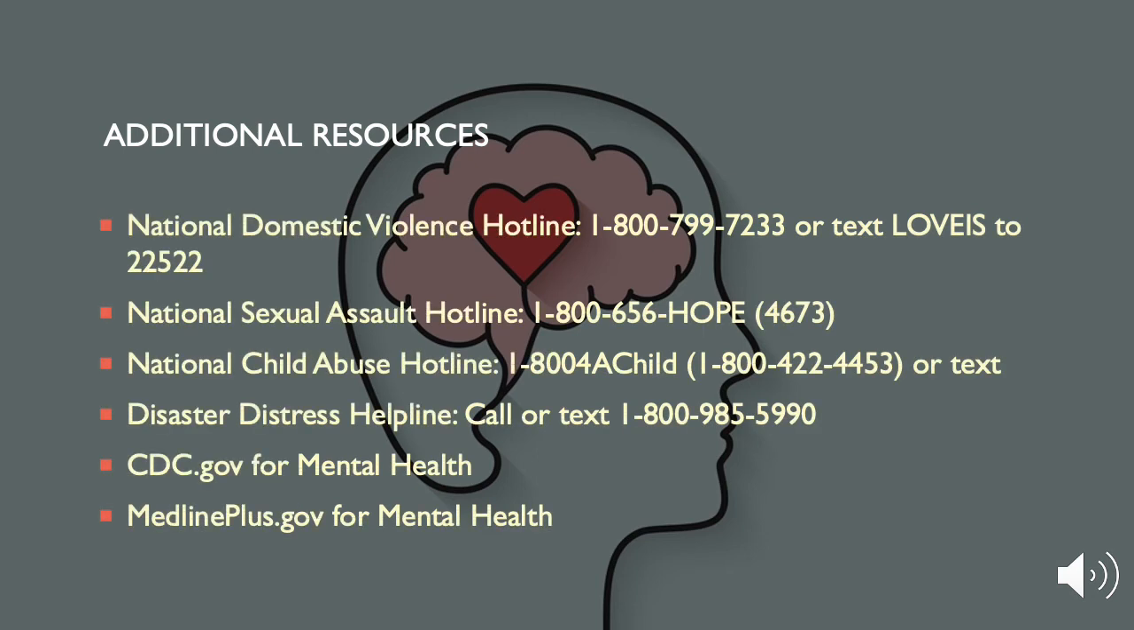Along with the National Suicide Prevention Line or Lifeline Crisis Chat, here are some additional resources. Here's the number for the National Domestic Violence Hotline, the National Sexual Assault Hotline, the National Child Abuse Hotline, the Disaster Distress Helpline, and you can also visit cdc.gov or medlineplus.gov for additional information on mental health.